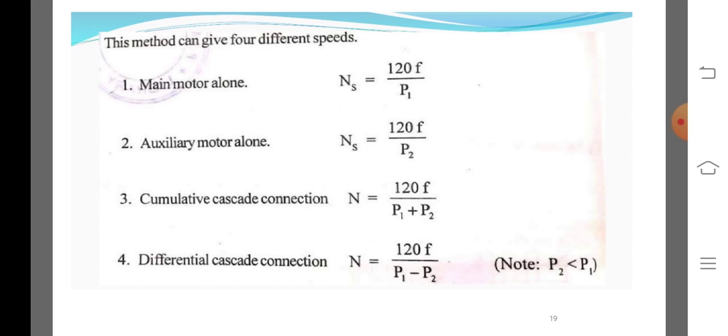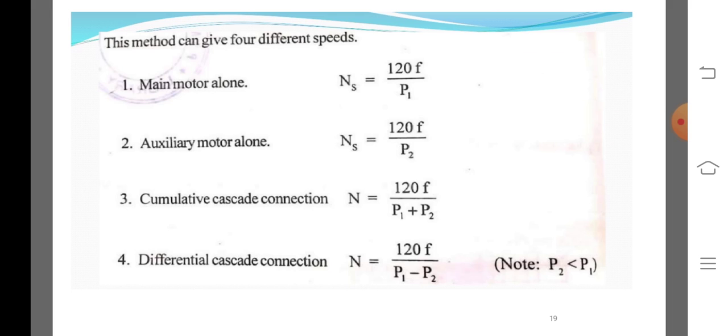In the motor connection, let the two machines M1 and M2 run with slip of S1 and S2 respectively. So, we calculate the speed in RPM of M1 as N1. So, we come to the conclusion: main motor alone, then auxiliary motor alone, cumulative cascade connection, differential cascade connection. This is concluded.